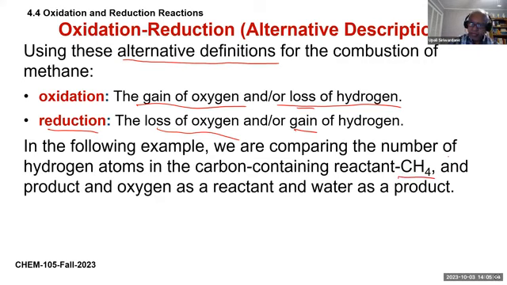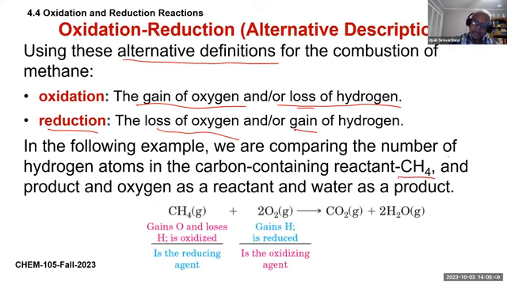For example, if you look at CH4, in this, it gains oxygen. This is oxidized. It gained oxygen and lost hydrogen. That is the definition of oxidation. Oxygen gains hydrogen, so it is reduced. Therefore, we can also use the idea that whichever oxidizes is the reducing agent. The reducing agent is CH4, and the oxidizing agent, which is reduced, is oxygen.